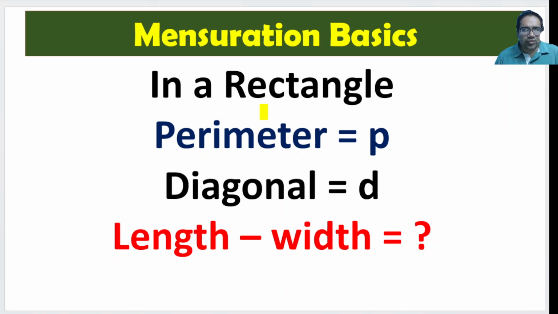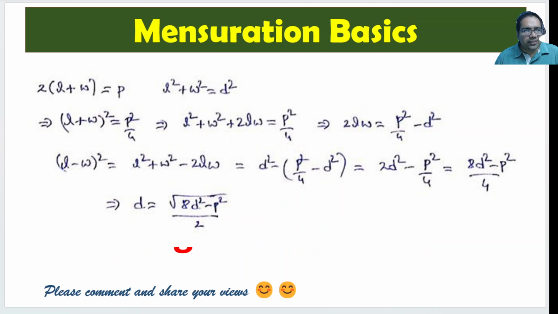Right, here we are given a rectangle whose perimeter is P and diagonal is D. Then what is length minus width? Basically, in a rectangle, we have to find the relation between length minus width and P and D. So L minus W we have to find in terms of P and D. This is pretty straightforward, just basic algebraic manipulation. Let's write all the formulas and see.